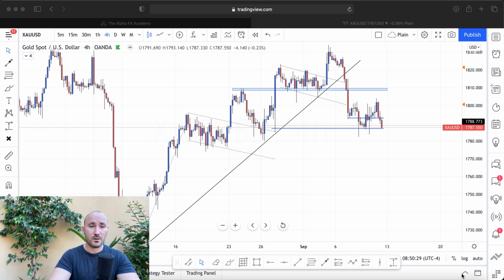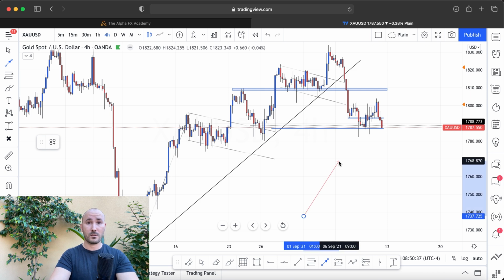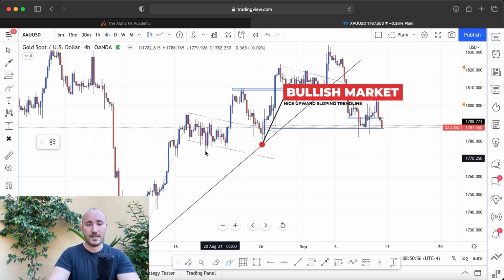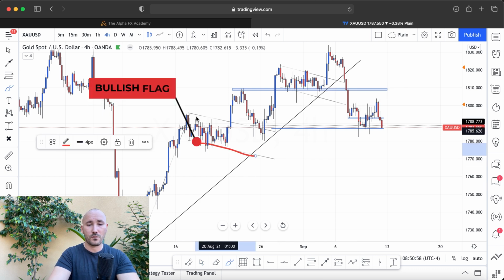Looking at the chart on the 4-hour time frame on the gold USD spot market, you can see that in the past few weeks, or the past month, we had a really nice bullish market direction, in which the price was going up. And you can tell because the price was going up after the flash crash, creating higher highs and higher lows. And also we have a really nice bullish trend line. And then we also had two bullish flag patterns.